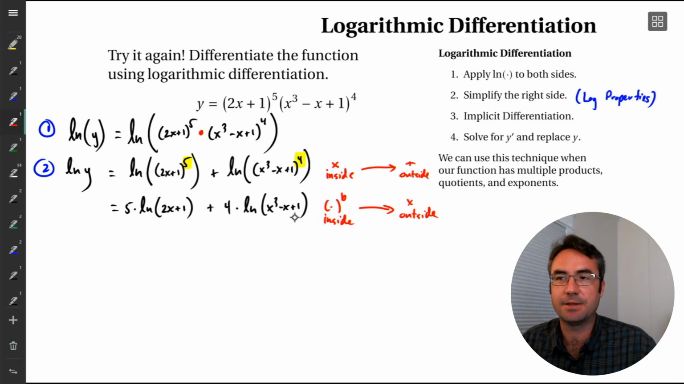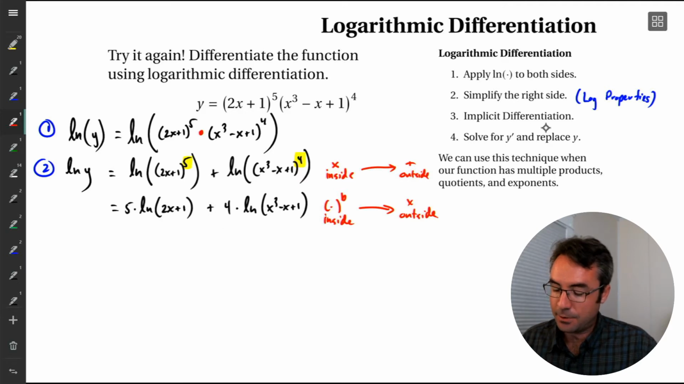If we look at the second log term here, it's x cubed minus x plus 1. Really, the main operations are subtraction and addition here. We can't go any further. Yeah, there's an exponent, so there's this raised to the power 3, but it's not like this raised to the power 4. This raised to the power 4 was affecting everything. This cubed term is only on that 1x. So there's other things outside of that cubed. So in both of these, the main operation is addition or subtraction, and we can't simplify further.